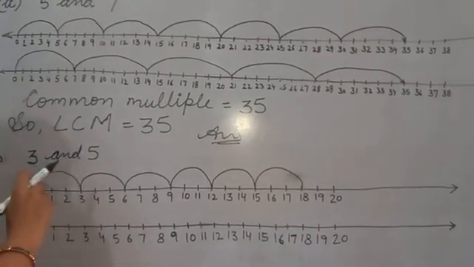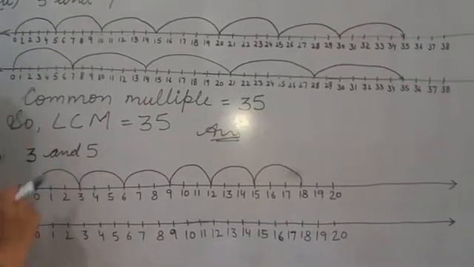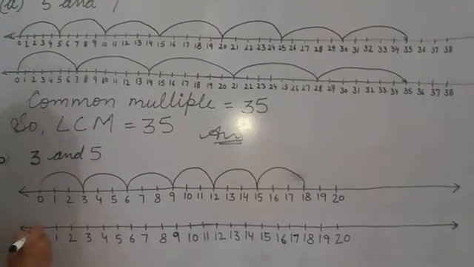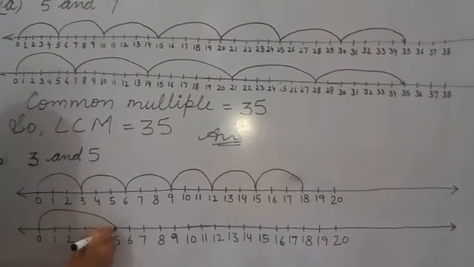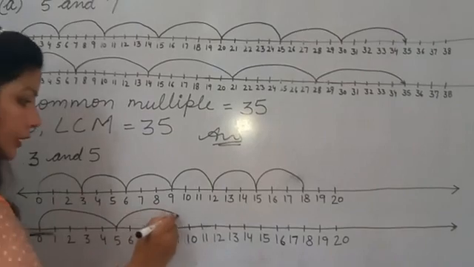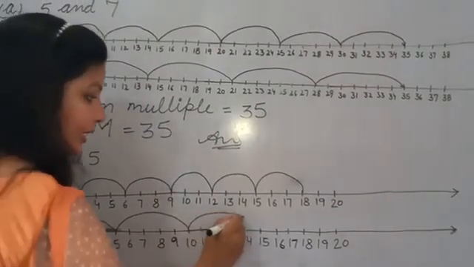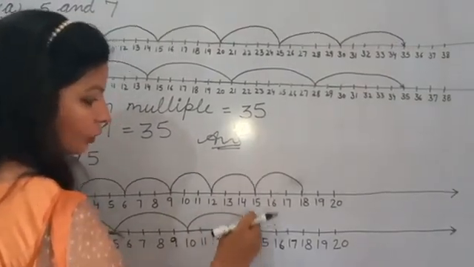Now we will take the multiples of 5. So from 0 we will start. 5 ones are 5. 5 2s are 10. 5 3s are 15. Here we get the common.